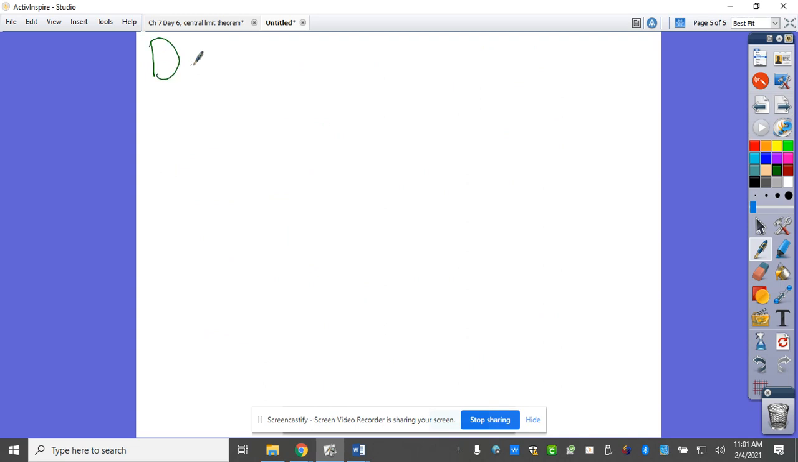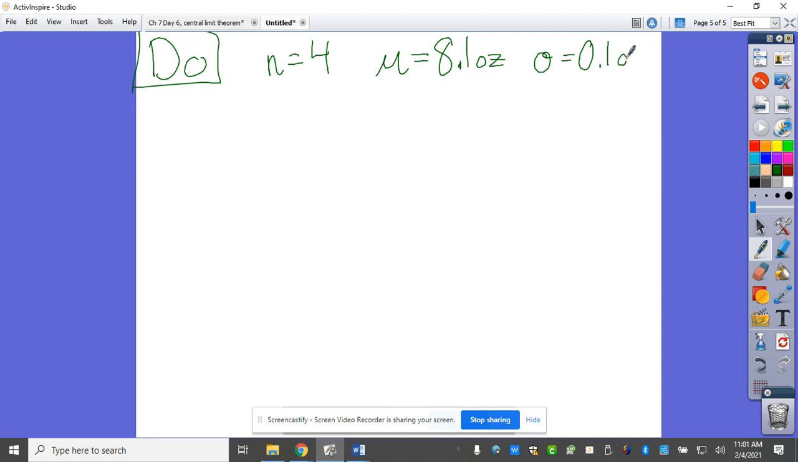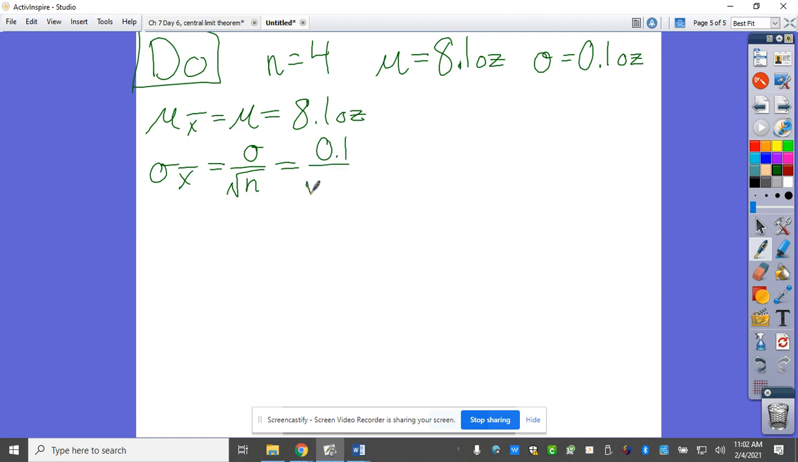So what are some numbers that this problem gave us? And these should have been things that you marked as you read the problem. So mu of x bar equals what? And then sigma of x bar equals what in symbols? Sigma over square root of n. What is sigma? What is n? 4. So that gives us 0.05.